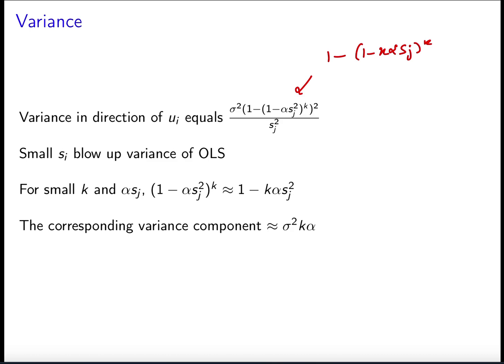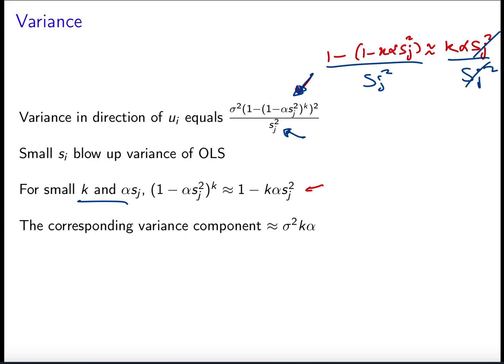Oh no, sorry, this is the whole point, right? If this is equal to this squared, you end up with this being more or less equal to k alpha s_j squared, and this is divided by s_j squared, so there is a cancellation here. This is basically saying that when k is small and alpha s_j is small, then this term up here cancels out the effect of these small singular values. Okay, so the corresponding variance component is the variance of the noise times k alpha, but we are assuming that k alpha are small.